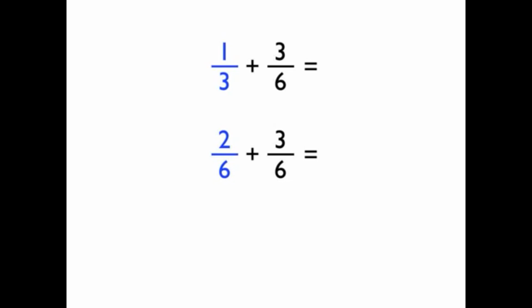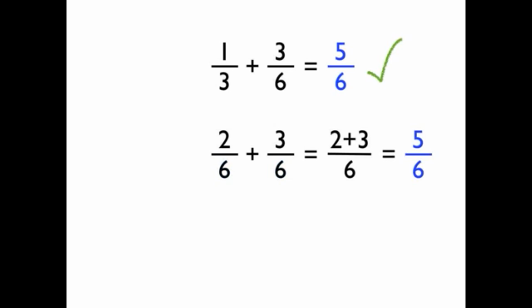Okay, now I've got the denominators the same, they're sixths. I just add the numerators. 2 add 3 is 5, leave the denominator as 6. So if 2/6 add 3/6 is 5/6, we know that our starting question, 1/3 add 3/6, is 5/6. Why do we know that? Because that 1/3 and 2/6 were equivalent fractions.